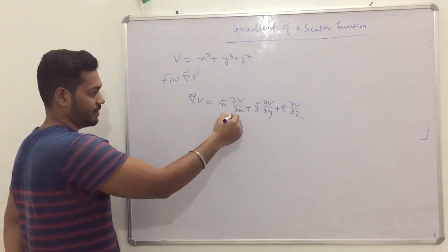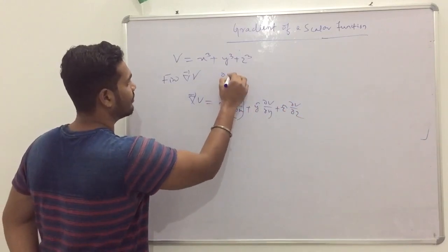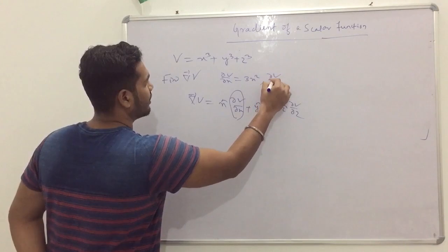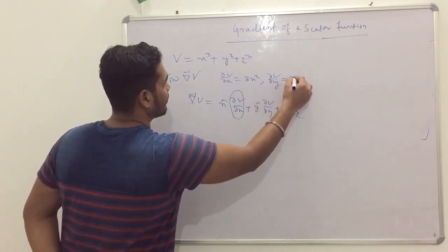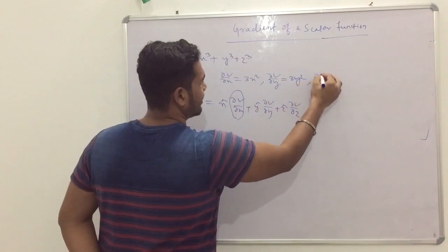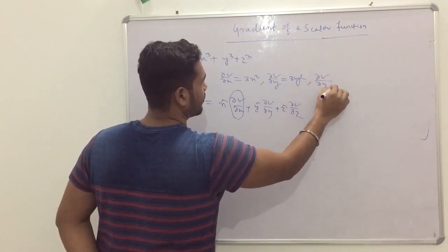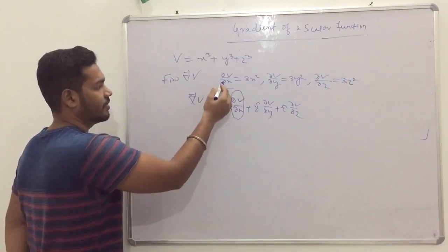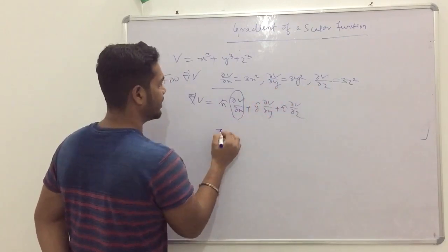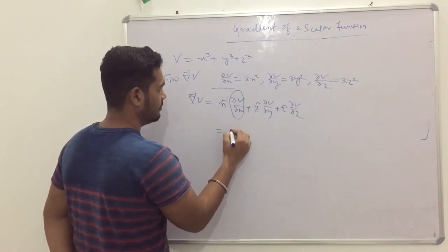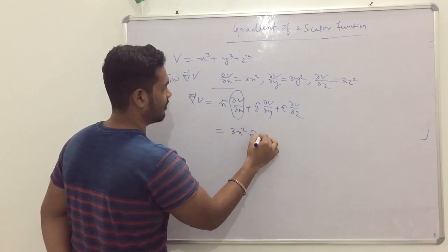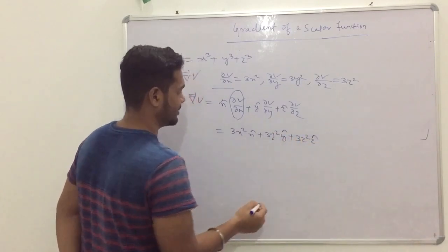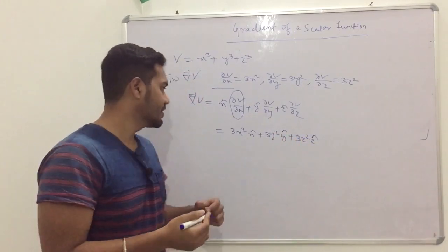If you apply this, you can find that del V upon del x is nothing but 3x square, del V upon del y is 3y square, and the partial derivative of the function V with respect to z equals 3z square. Just substitute the values of del V upon del x, del V upon del y, del V upon del z. Here you will get 3x square x cap plus 3y square y cap plus 3z square z cap. This is very simple: finding the gradient of a scalar function.